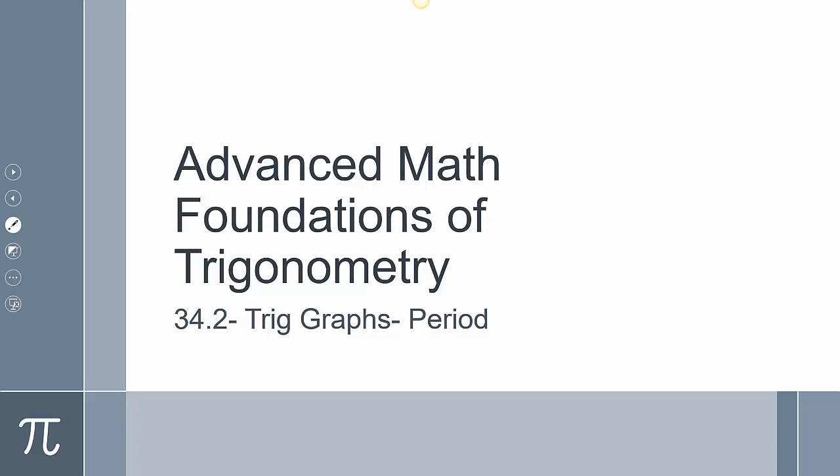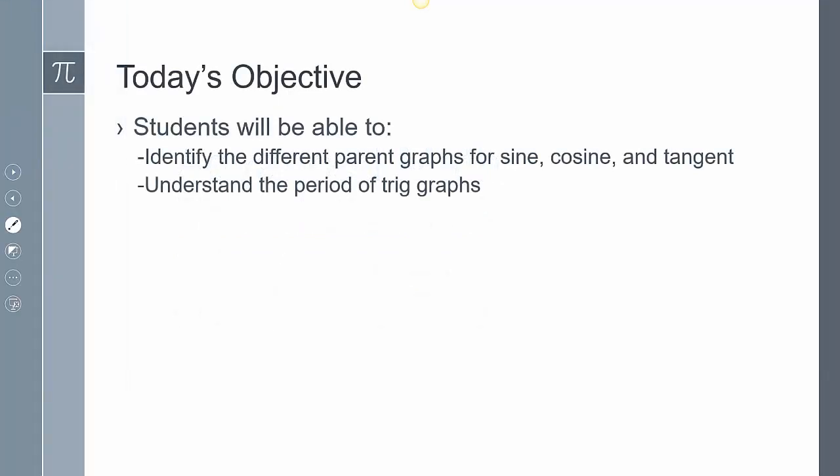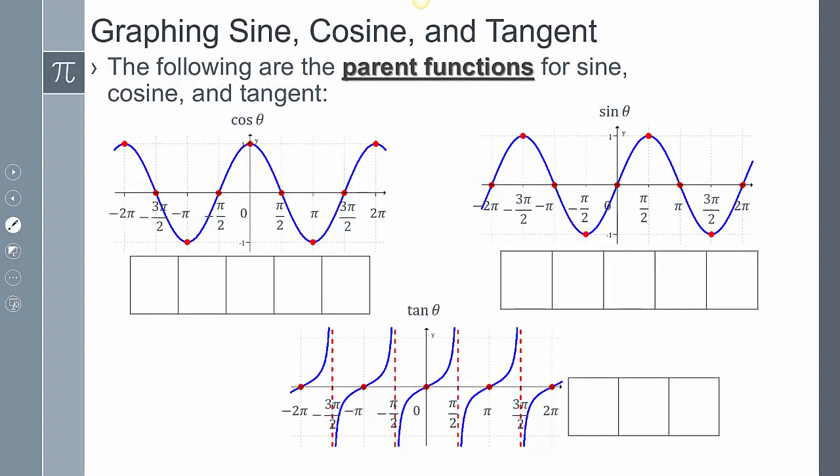Today's going to be 34-2, and we're going to take a look at trig graphs and period change. Once again, we're going to identify the different parent graphs for sine, cosine, and tangent, solidify that, and understand the period change of trig graphs. If you remember, these are those parent graphs.